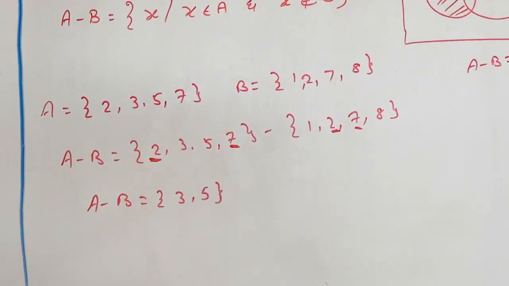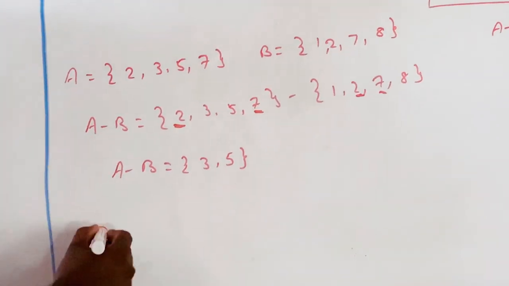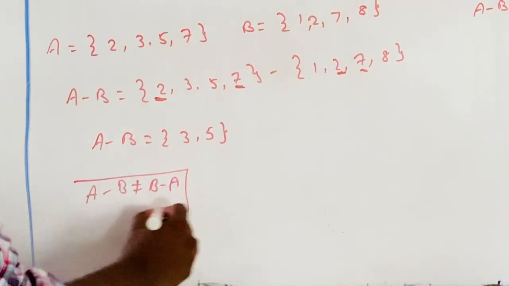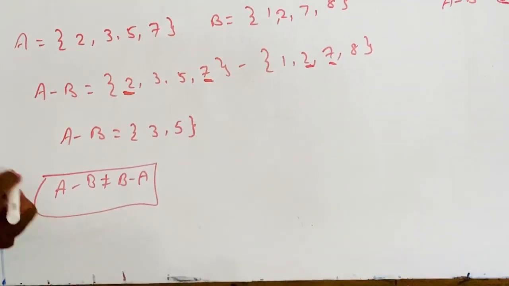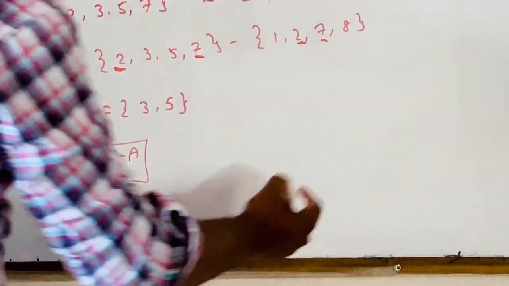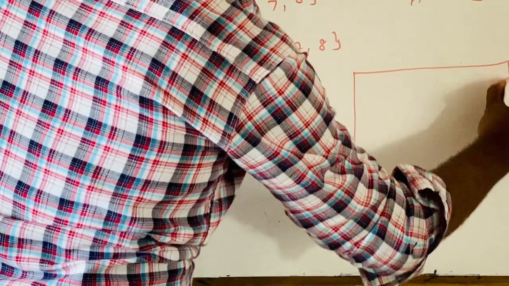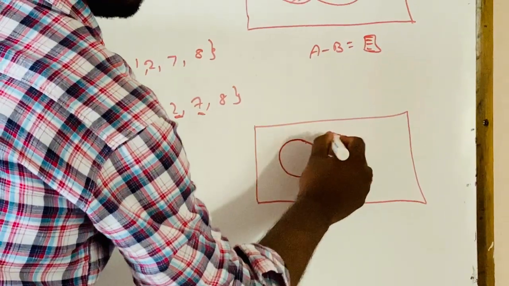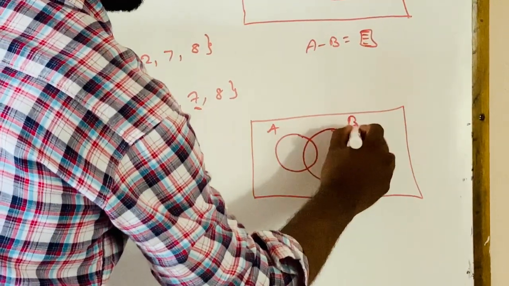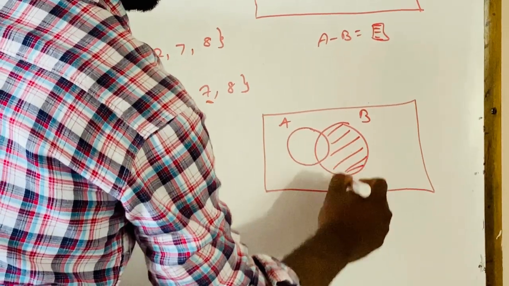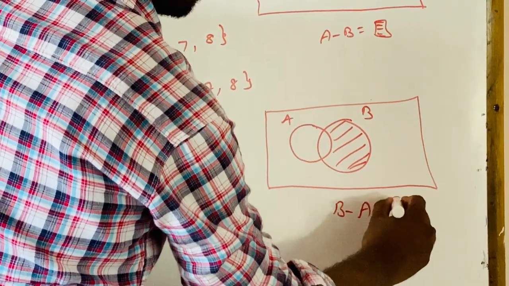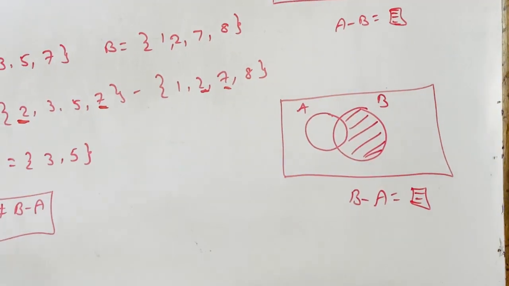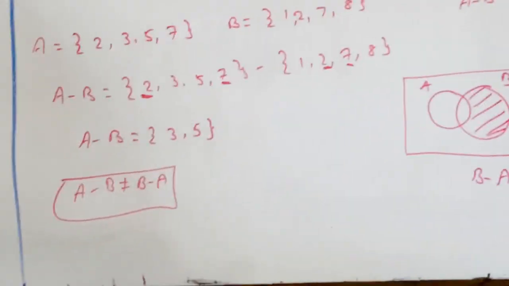Here A minus B is not equal to B minus A. A minus B is generally not equal to B minus A. Now for example, observe the Venn diagram of B minus A. A, B. Here this shaded one is called B minus A. This is the difference of the sets.